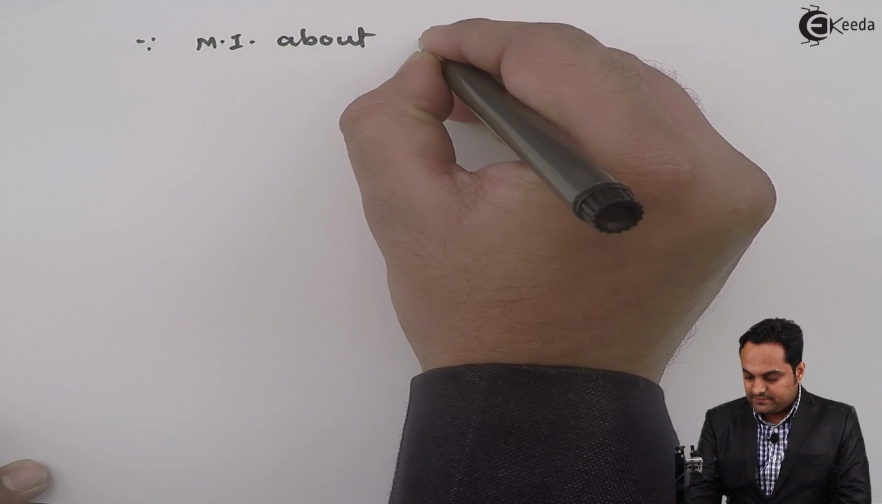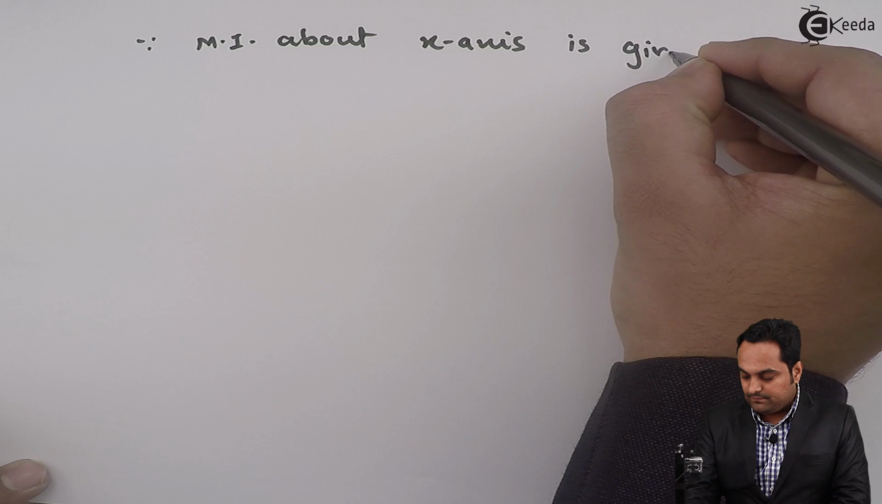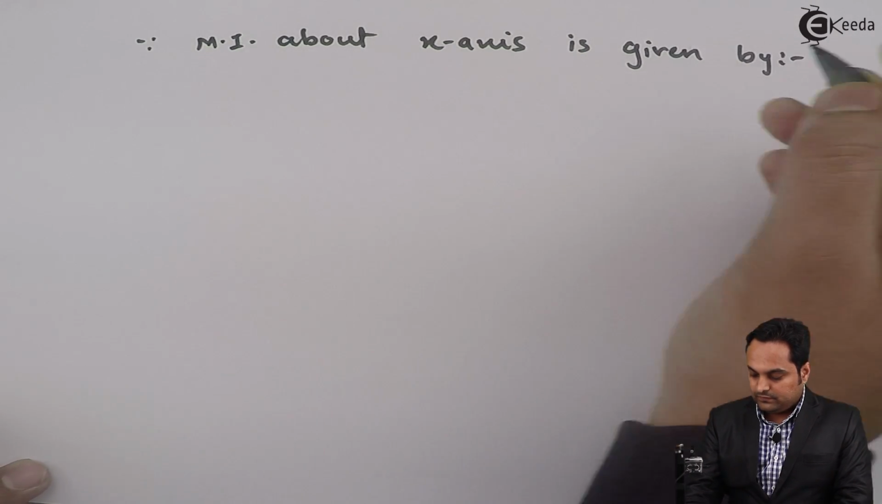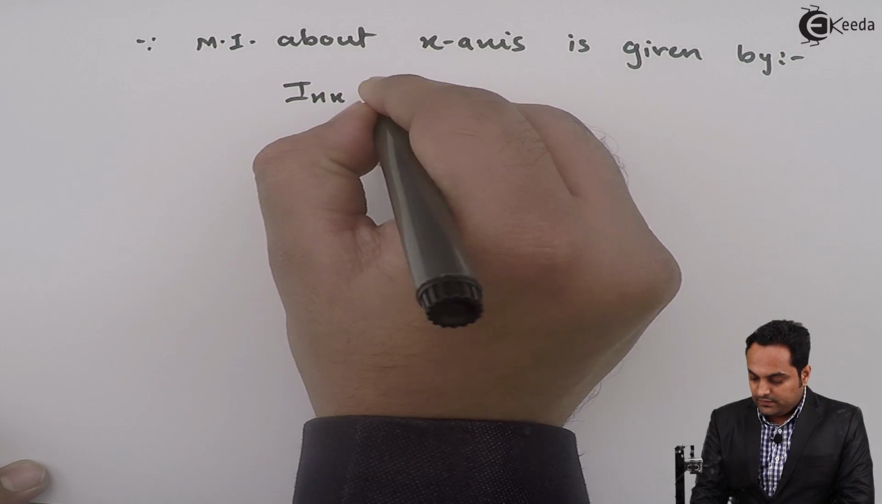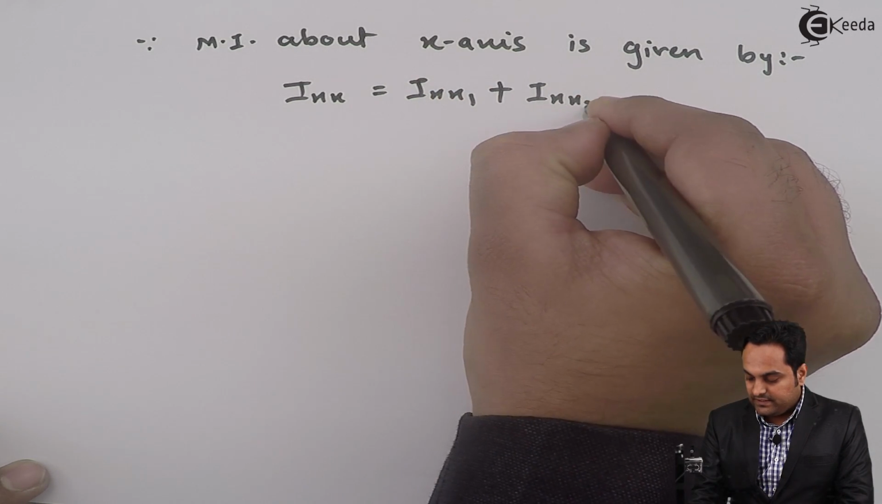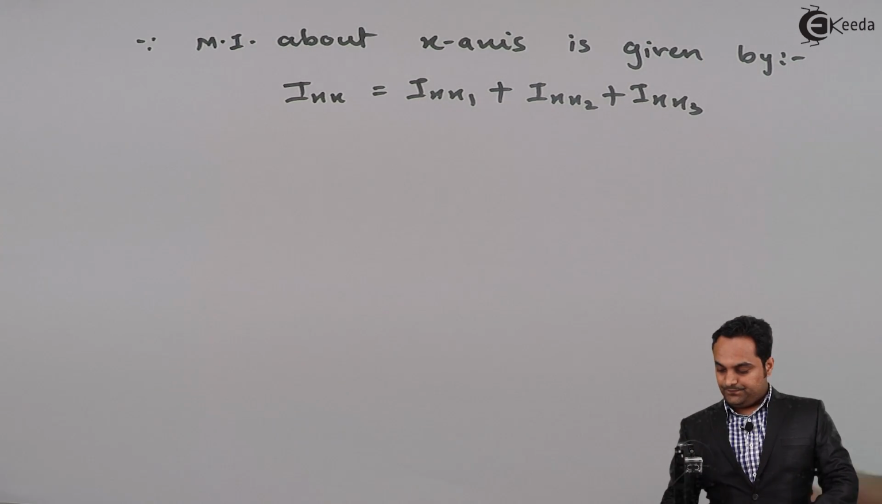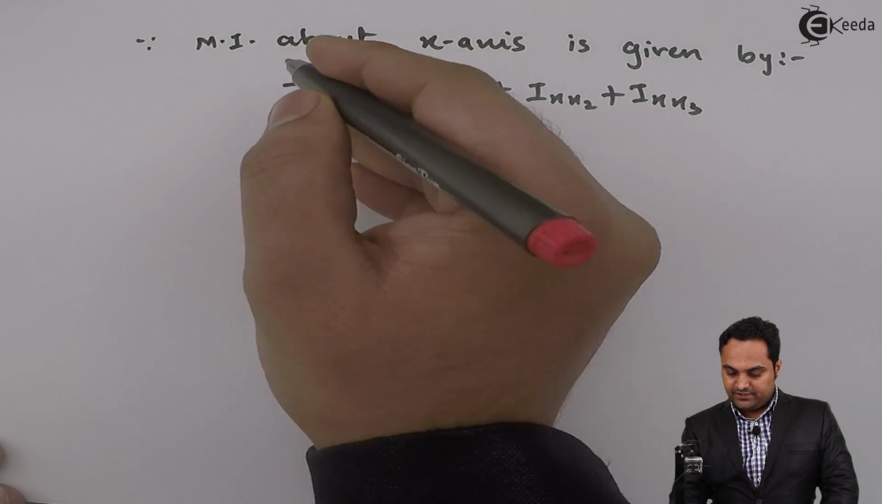So now MI about x-axis is given by Ixx is equal to Ixx1 plus Ixx2 plus Ixx3. I'll keep it as equation second.